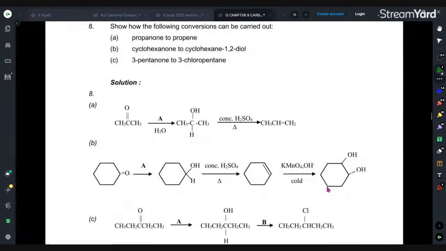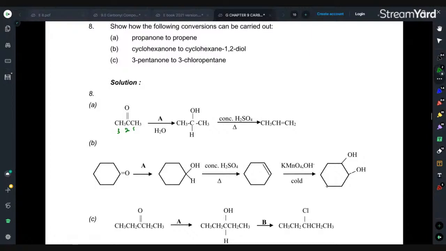Okay, question 8. Show how the following conversion can be carried out. Something like synthesis, it can be 1 step, 2 steps, or more than 2. So propanone to propene. So propanone, 1, 2, 3, propanone, right? A ketone. So you want to form propene.